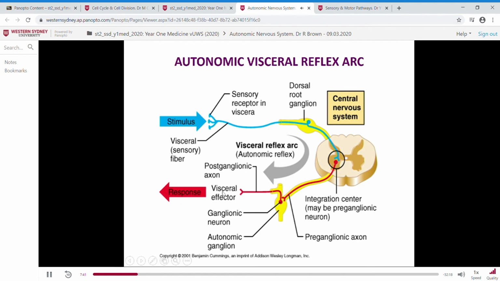response here, okay? So it's predominantly a motor system, the autonomic nervous system, and I'm only going to be talking about this side of things here today. Not what's coming in, just what's coming out, alrighty?